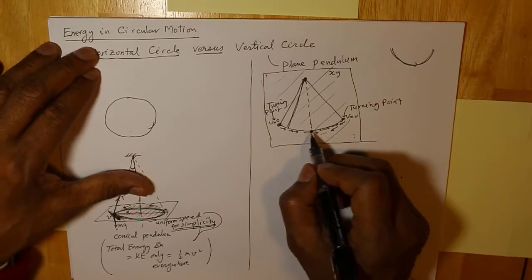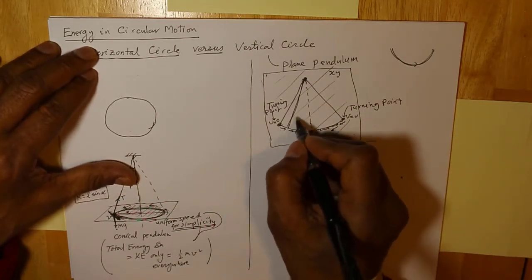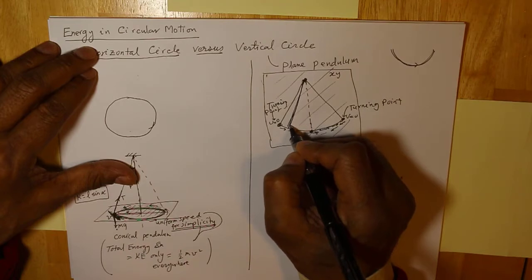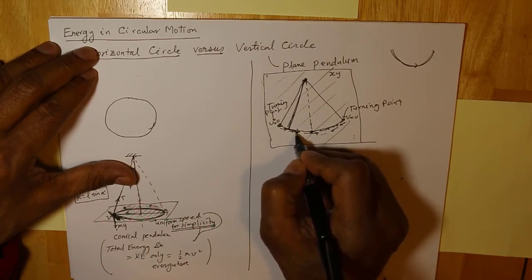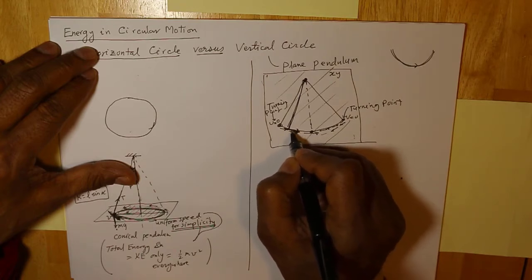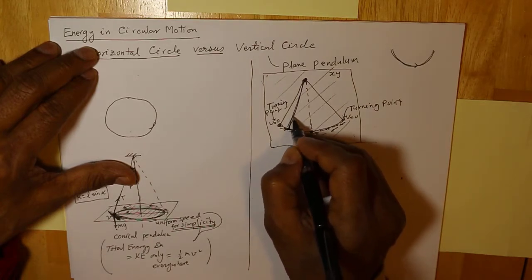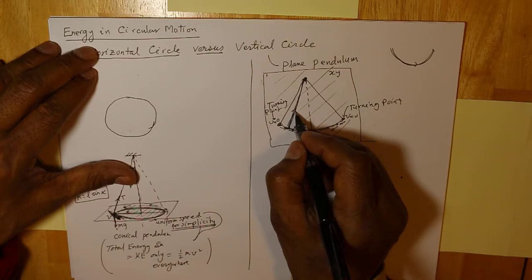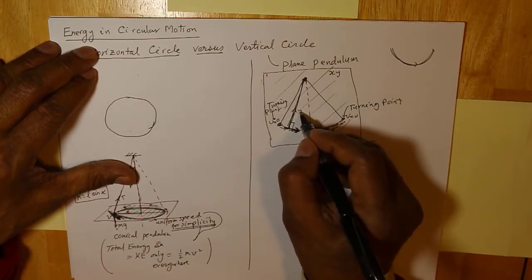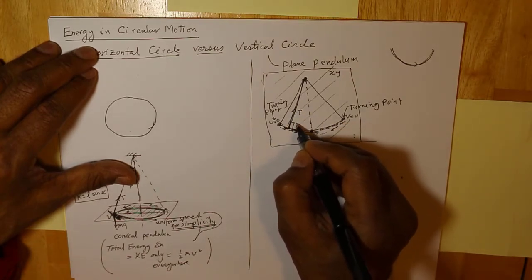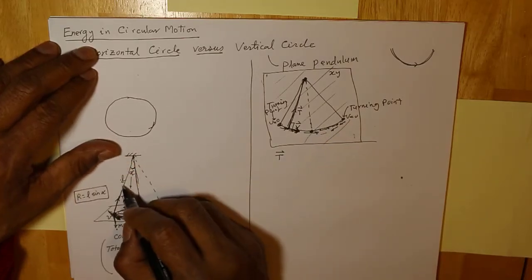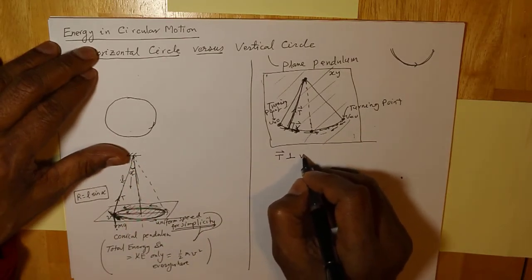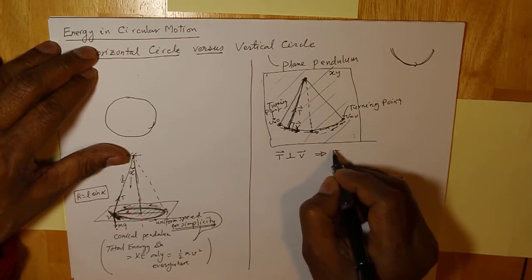So if you see at any point, say it's this point, the velocity or displacement is in that direction. The velocity is tangent to that, and the tension force is that way. So tension force is always perpendicular to velocity. Just like over there, tension force is perpendicular to velocity.